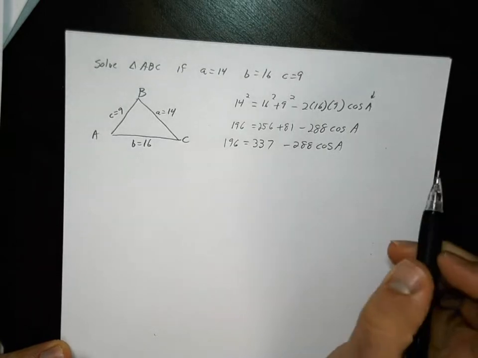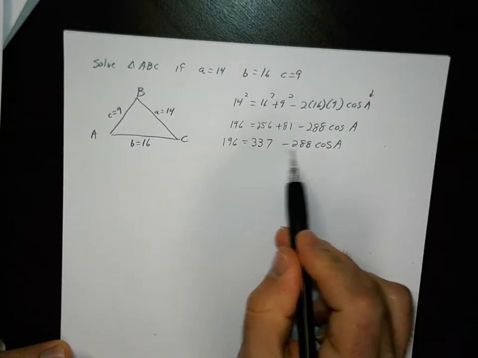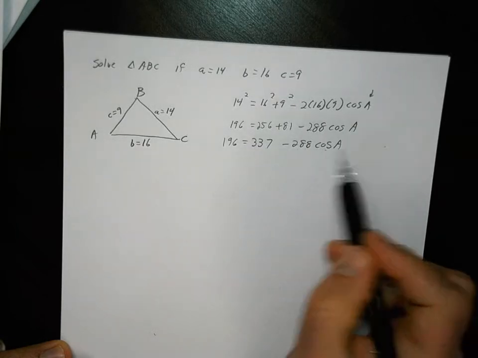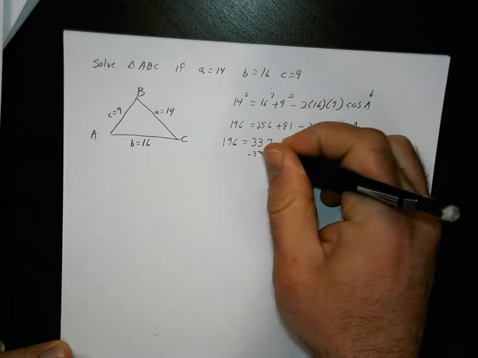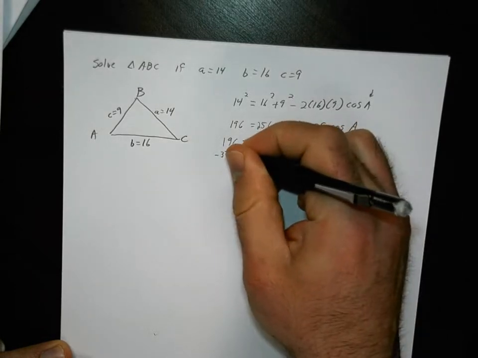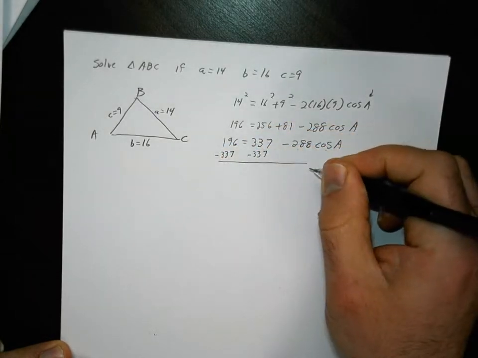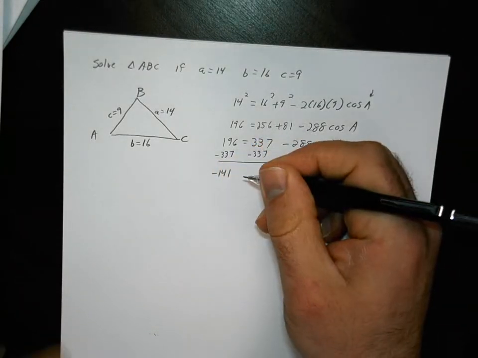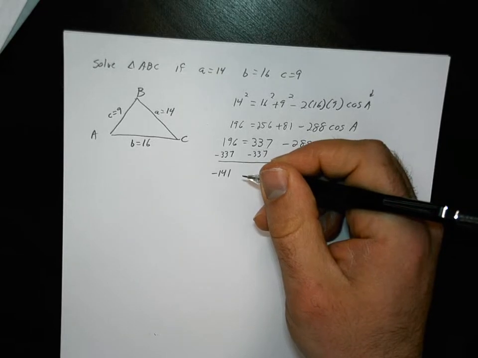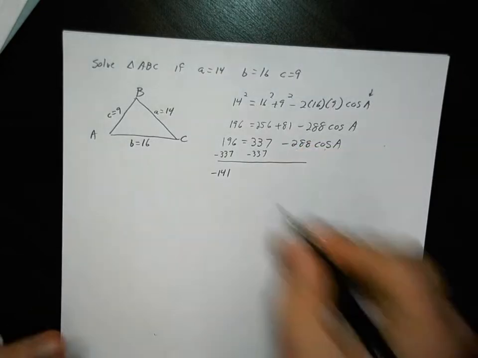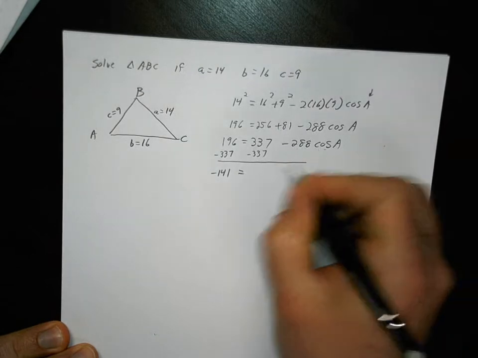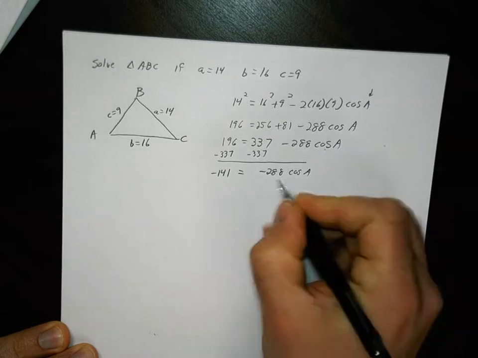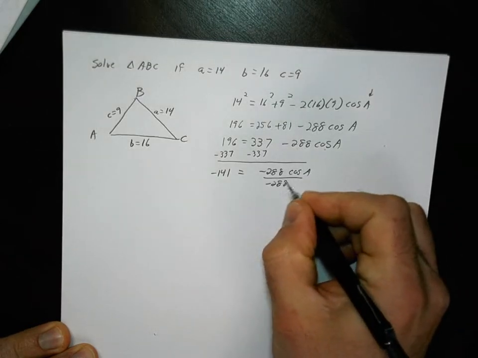So here's where people make a mistake. Don't make this mistake. We cannot subtract these two numbers here. This is multiplication here, so we have to undo this properly. We have to subtract 337 on each side. I believe that's negative 141. And this is still negative 288 cosine of A. Okay, so now we divide by negative 288.